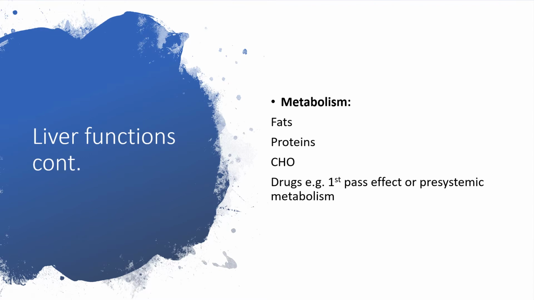When it comes to metabolism, virtually anything that goes through the mouth will pass through the liver. Metabolism of fats, proteins, and carbohydrates, including the medications or drugs that we take. And that will take us through what is known as first pass effect or pre-systemic metabolism. When you take any medication orally, the metabolism will go through the liver.